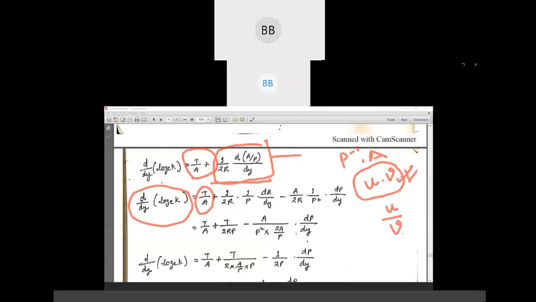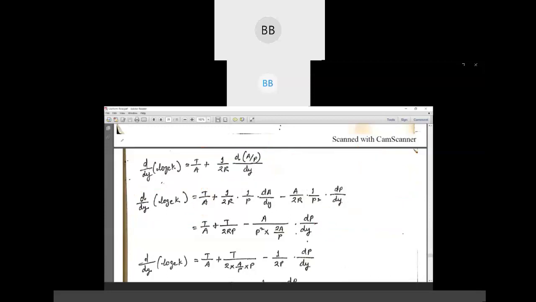If you want to use this u into v, first into differentiation of second minus second into differentiation of first. That is v, that you all know. A simple mathematics. So apply here, and after you differentiate, this will be your constant.